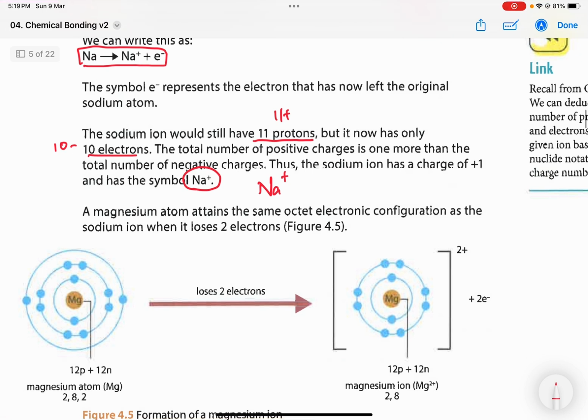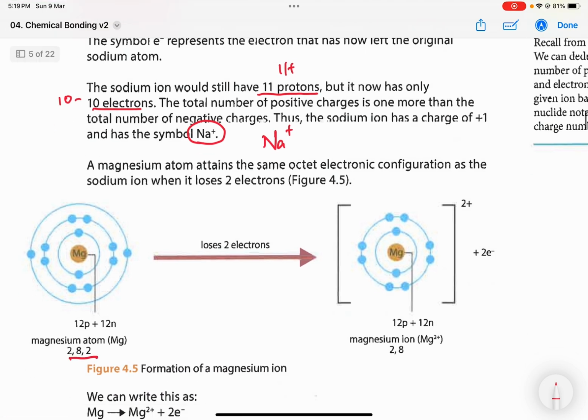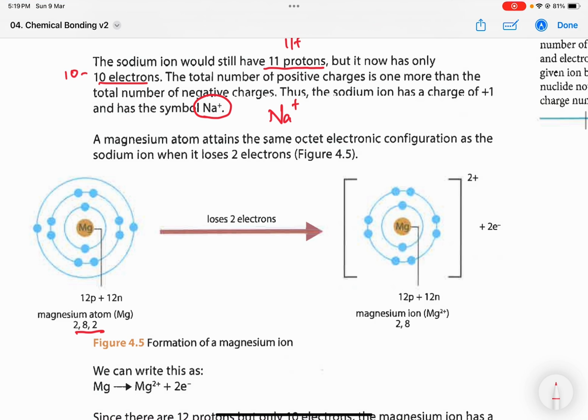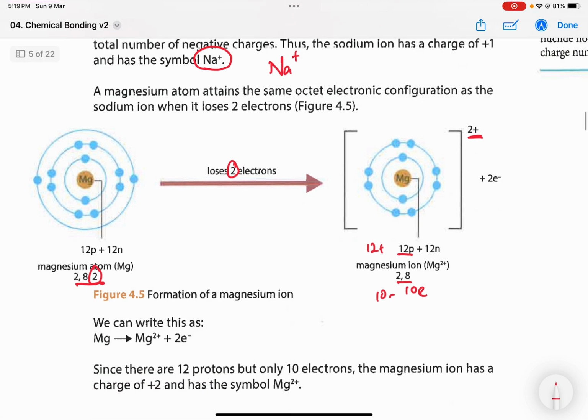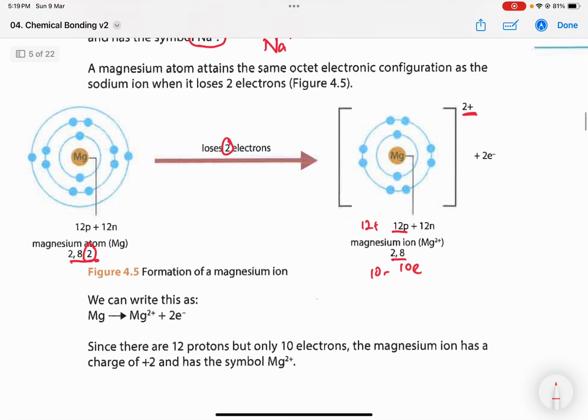Now what if it's magnesium? So magnesium 282 at the start. Because my valence electrons are 2, I'll lose 2 electrons. So it will form magnesium 2 plus, because I lost 2 electrons. So 12 protons, 10 electrons. Overall you can see here 12 plus, 10 minus, so overall we have plus 2, 2 plus at the top. So take note, charge is written as a 2 before the positive or negative sign. Nothing too fascinating about this.